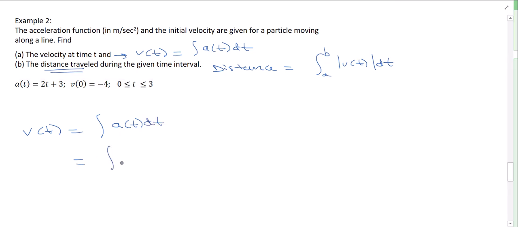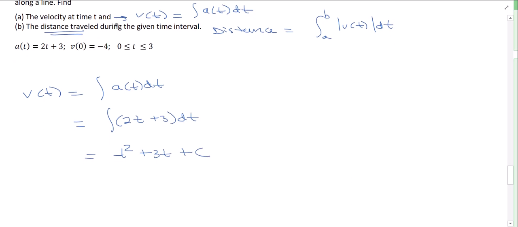So it's going to be the antiderivative of our acceleration function, 2t plus 3 dt. And when I integrate that, I get t squared plus 3t plus c. I am not doing this yet on the interval from 0 to 3, because that's to find the distance on that interval. Here I'm just trying to get my hands on the velocity function.